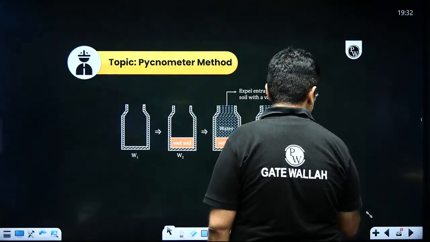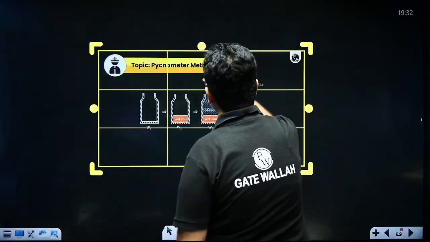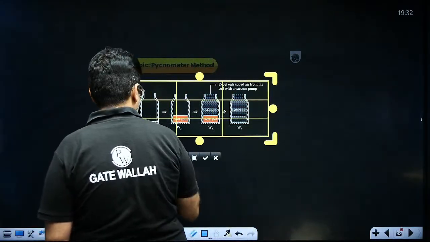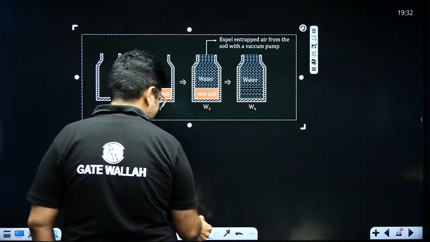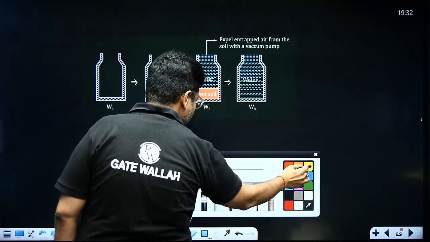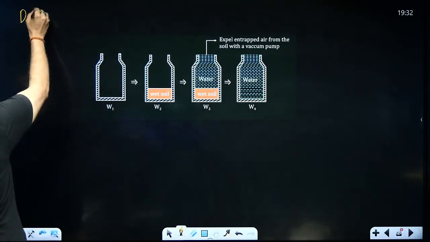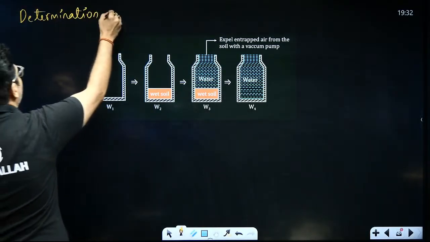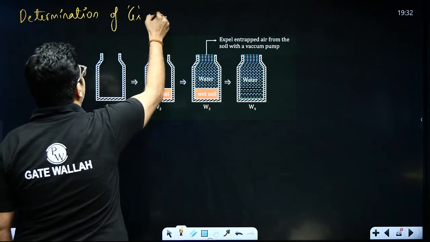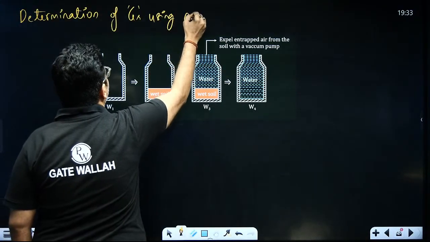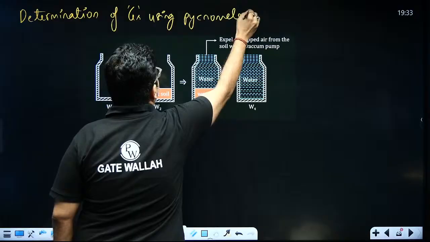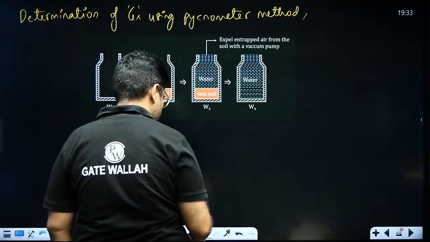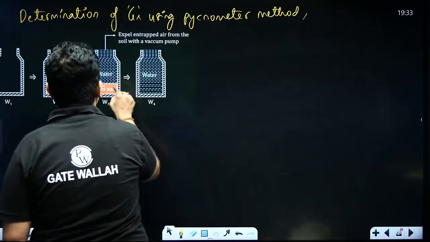So determination of Gs using pycnometer. Let's see how to determine Gs using the pycnometer. Very simple. Just focus on it. Determination of Gs using pycnometer method.